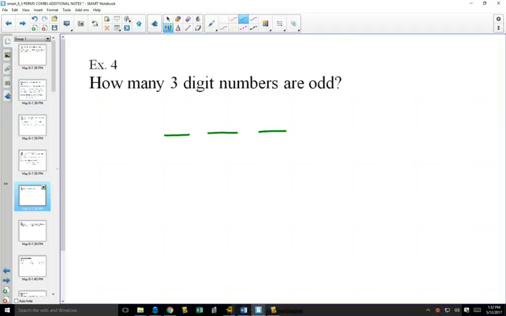3 spaces. There's a restriction, so you put odd here. How many choices of odd numbers are there from 1 to 7? 4. And now you've used up one of the numbers, right? There's 4 odd numbers. One of them is used up. 6 choices left here. Another number is used up. 5 choices are left. So you get 120.